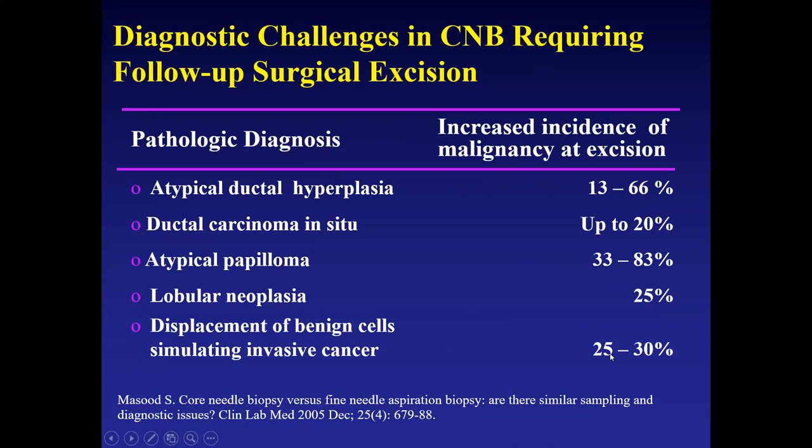Now, this is just an example of increased incidence of malignancy at excision when core needle biopsy has been diagnosed. And these are diagnoses very similar to what I just presented to you for breast cytopathology. When we make these diagnoses on core needle biopsy, these are the cases that have to be followed by surgical excision so that we don't lose the opportunity of finding invasive cancer. So in that scenario, again, this is very similar to fine needle aspiration biopsy practice.